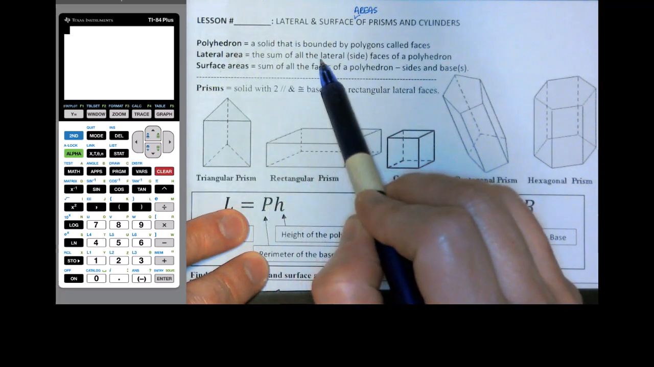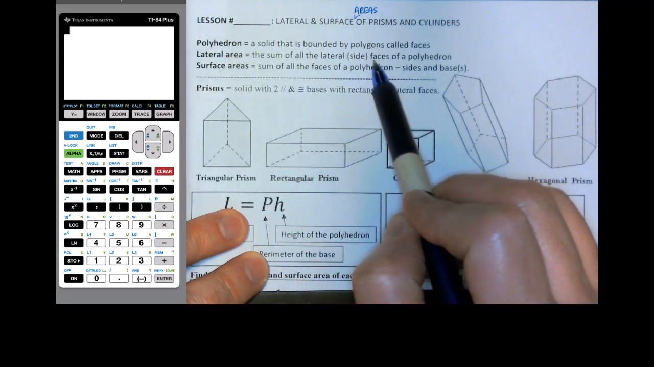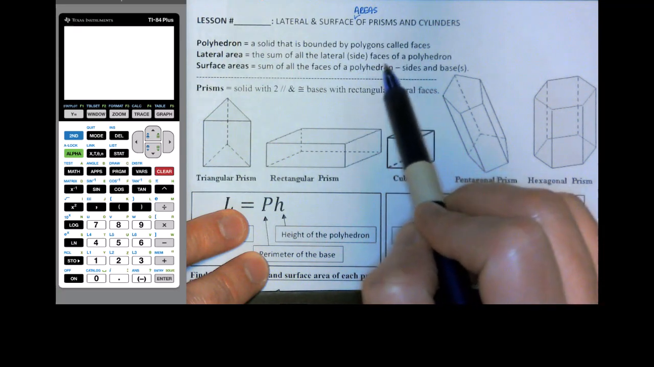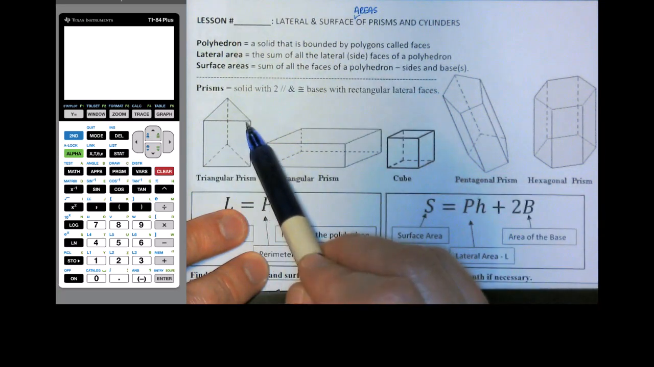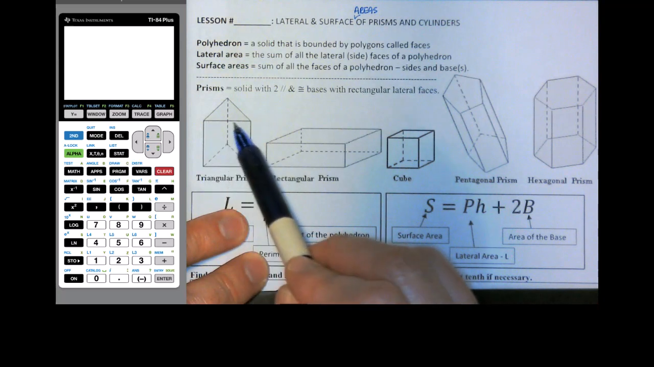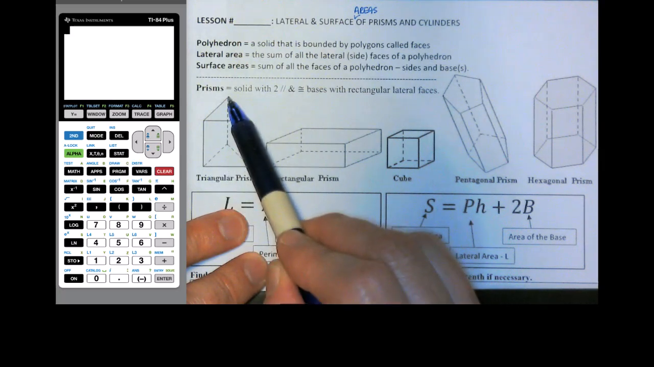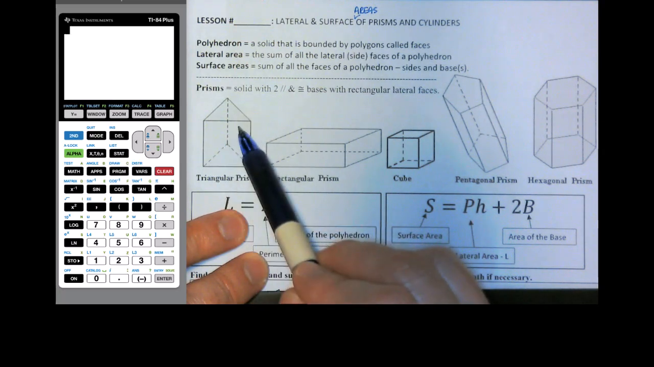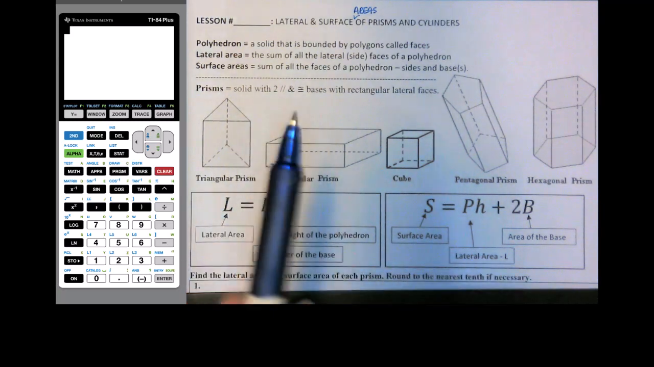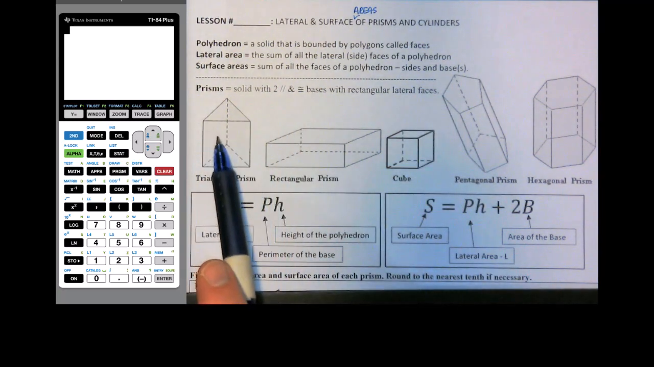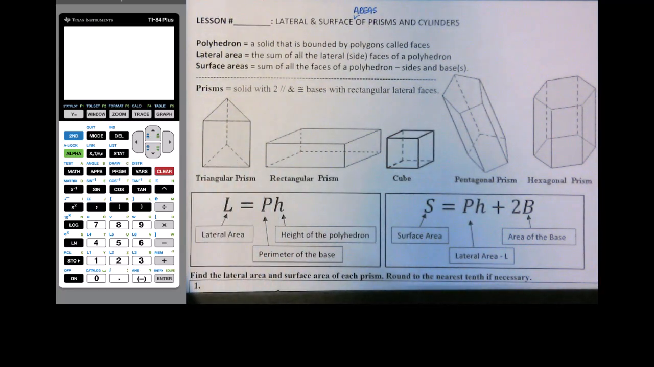Lateral area is the sum of all the lateral sides or faces of a polyhedron. So basically, if I look at this prism right here, you have this side that's a rectangle, this side over here is a rectangle, and this side. Those three sides together would be the lateral area, how much paper would be needed to cover all the sides, okay?